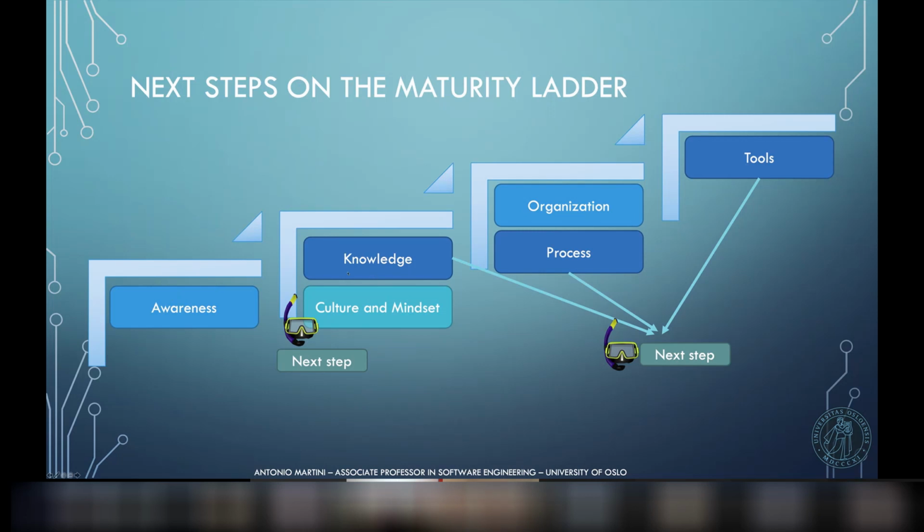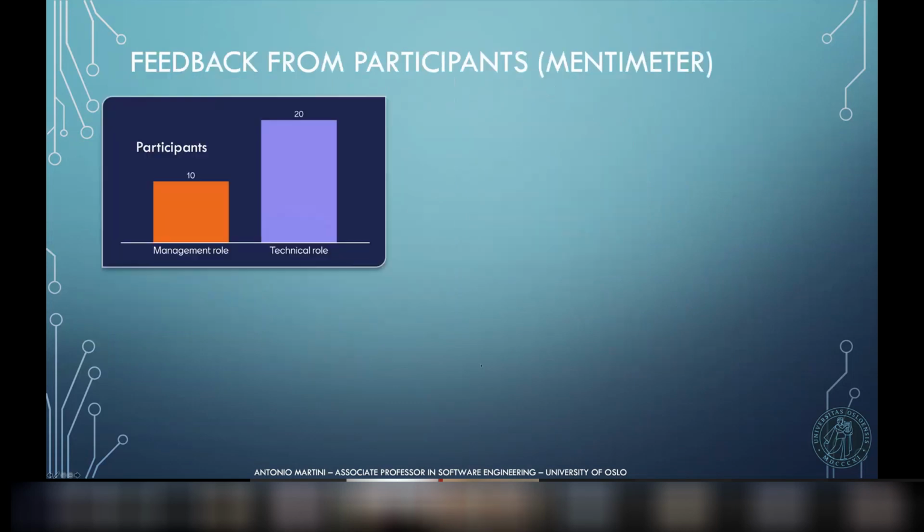Then we have knowledge, culture, and mindset. That is something that we need to understand how to manage technical debt, and also how to encourage technical debt, for example. And then we have organization and processes. Once, of course, we have the awareness and we know how to fix things, we can put in place a good organization, a good process, and also tools, because for tools to actually work, we need to have also the other steps in place.